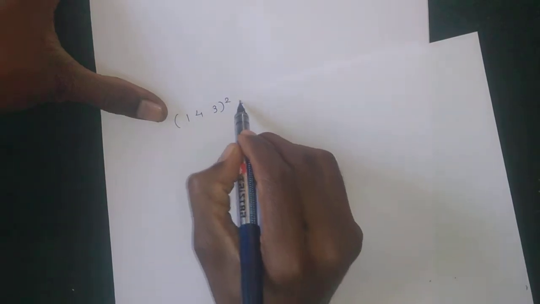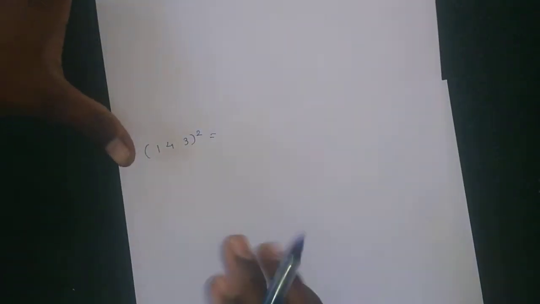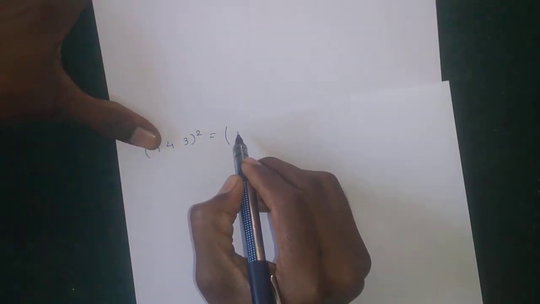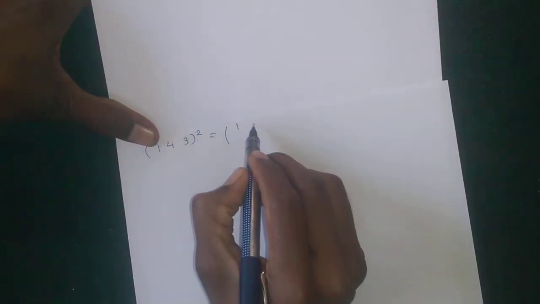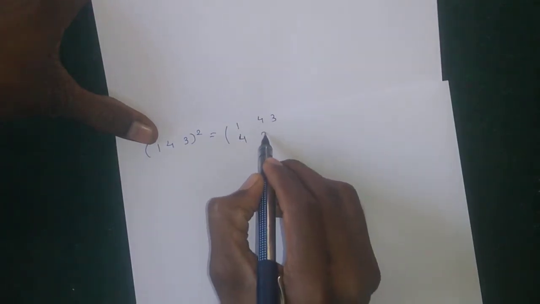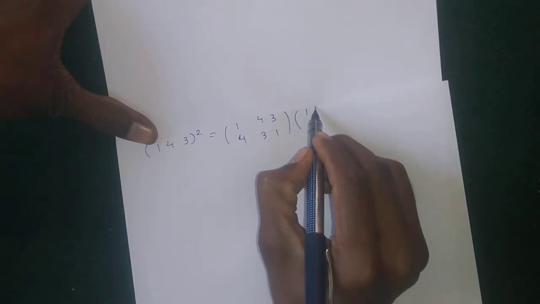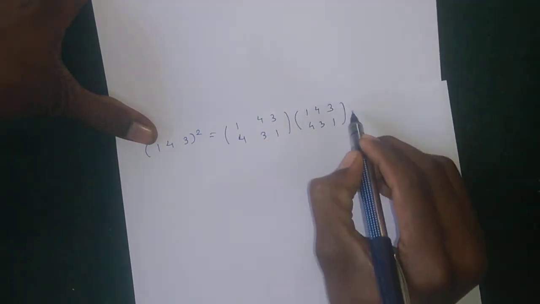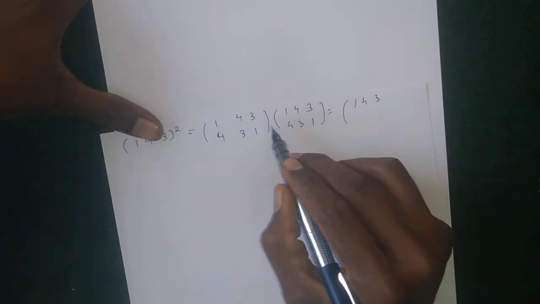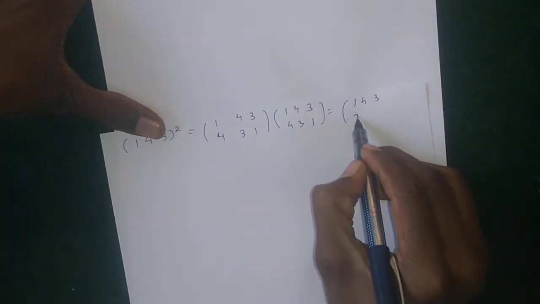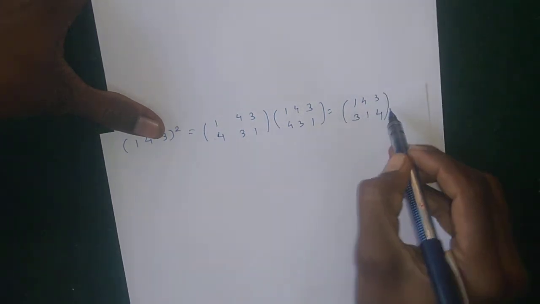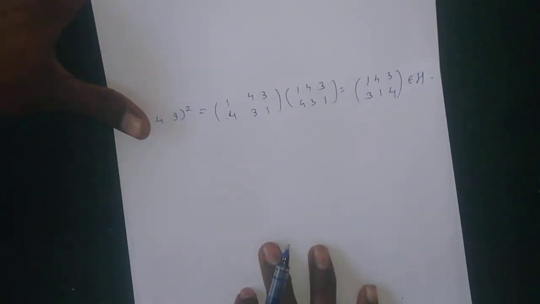143, their square is suppose 143: 1 has value 4, 4 has value 3, 3 has value 1, then their multiplication 143, 431, their value is 143, 1 has value 4, 4 has value 3, 3 has value 1. Okay, and this also belongs to EH.